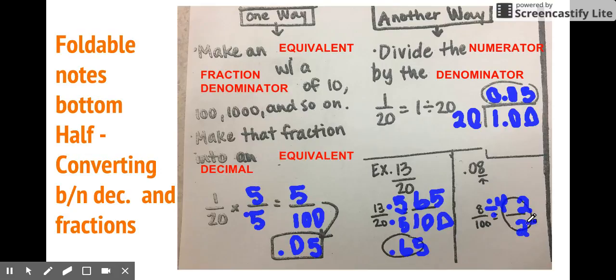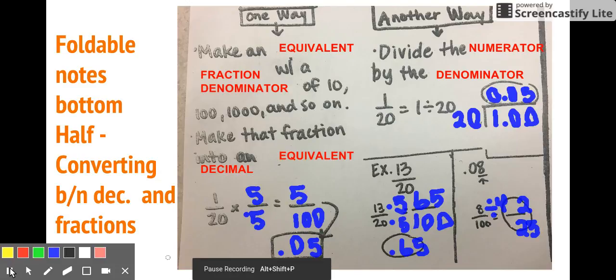And again, this last example isn't like what the other ones were. It's taking a decimal and turning it into a fraction. Make sure you have this copied down, and then the next video will be the last half or the last section of the same foldable.